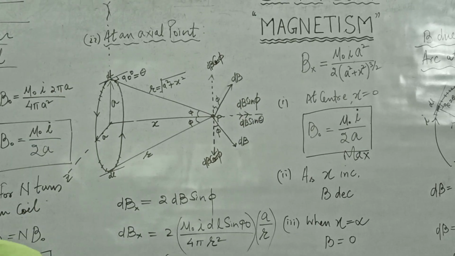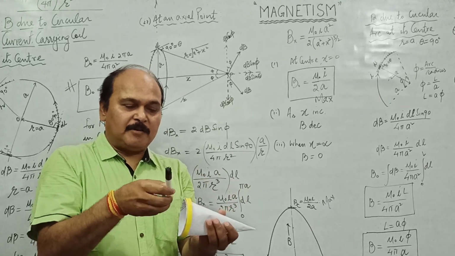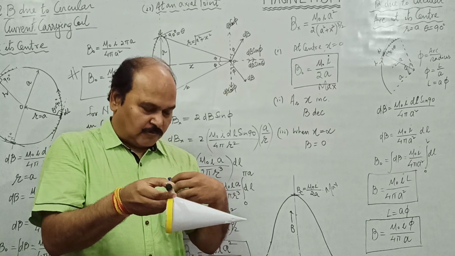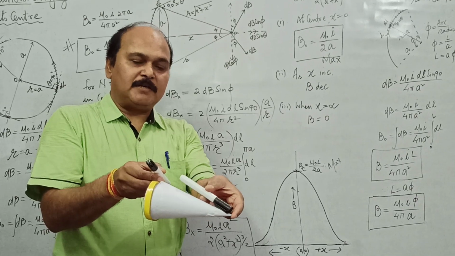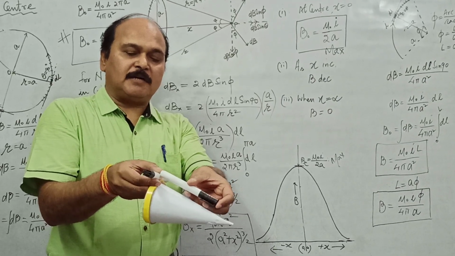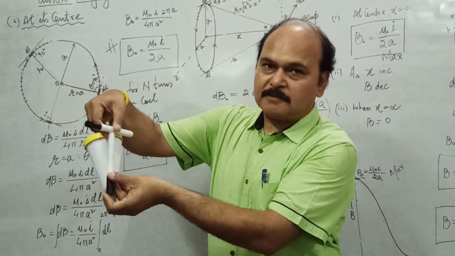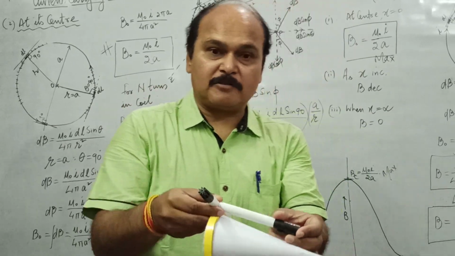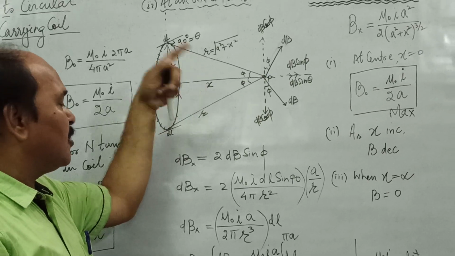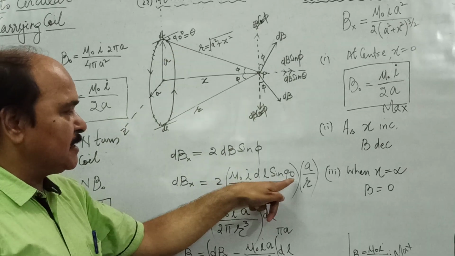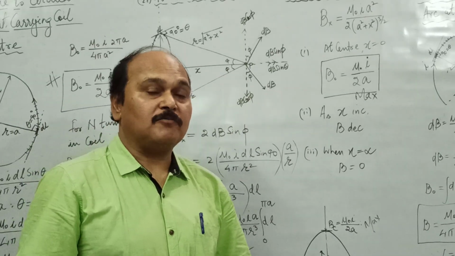You can see it. This is your current carrying coil, and if we take a current carrying element right at the top and join it with the point P over its axis like this, what is the angle between them? Angle between them is 90 degrees. You can see for yourself also. So the angle between R and dl is 90 degrees. So in Biot-Savart law, mu naught I dl, this theta is 90 degrees, upon 4 pi R square. This is dB. And what is the direction of dB?